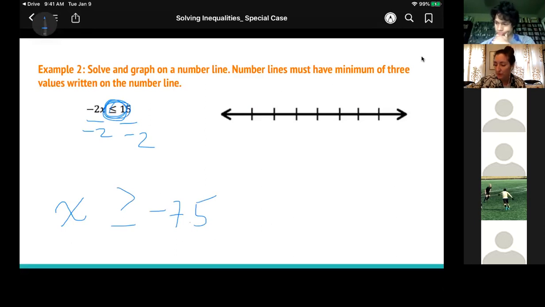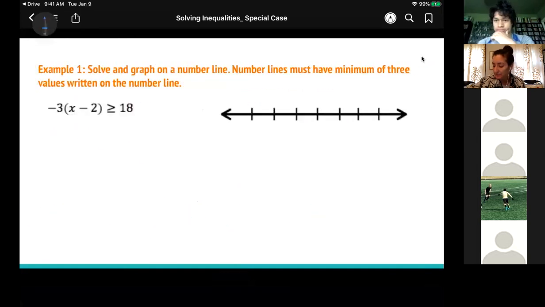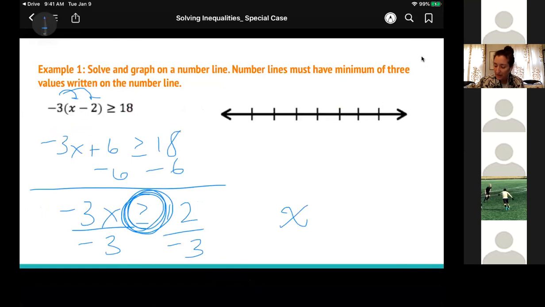All right. So let me do one more for you and then we'll wrap up. I know I'm already over time. For something like this, where I would distribute, and I have negative 3x plus 6 is greater than or equal to 18. And you know, you go about your ways, subtract 6, you're all good. Negative 3x is greater than or equal to 12. And divide by negative 3, we end up with x. This greater than or equal to becomes a less than or equal to negative 4. Okay, and that is only when you multiply or divide both sides by a negative.